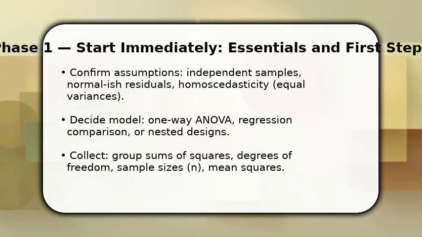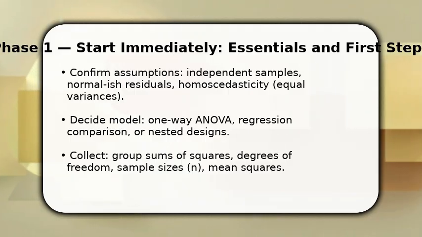Enjoy the video. You begin by verifying the model assumptions that make the F distribution appropriate: independence, roughly normal errors, and similar variances across groups. Next, compute the sum of squares between and within groups and record degrees of freedom for each source.